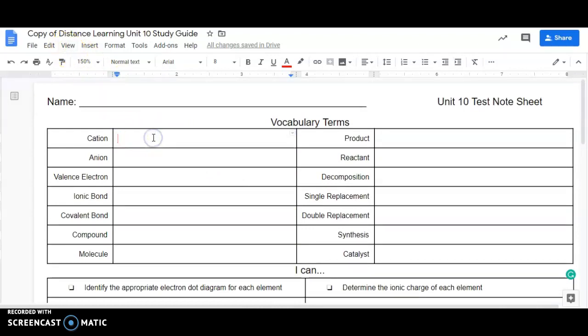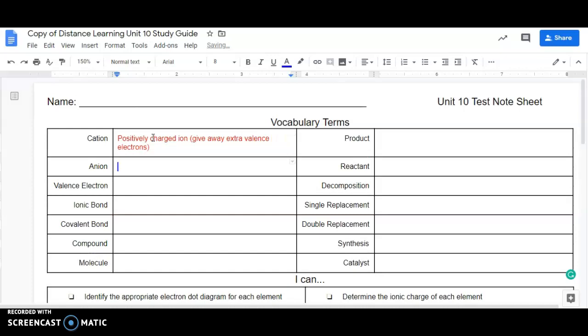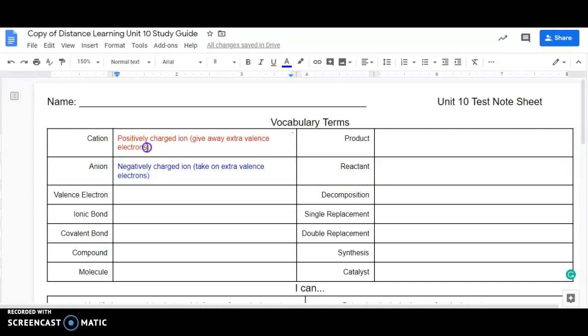So for vocab words, cation, that is our positively charged ion. They give away extra valence electrons. An anion, this is a negatively charged ion. They take on extra valence electrons. So the cations, these are our metals. They always get listed first in an ionic compound. Anions, these are our nonmetals, and they always get listed second. To help you identify those, make sure you have your periodic table or have access to my color-coded periodic table, which I've posted in our folder.